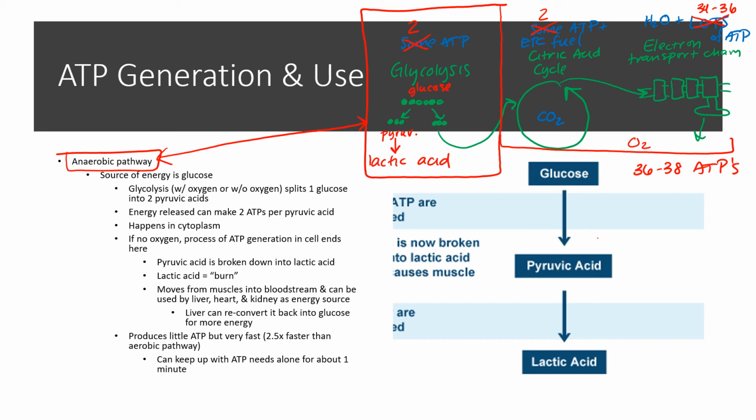Now, when I was taking A&P for the first time, they said that was why you had the muscle soreness, like, period. It was just all about the lactic acid. Turns out to be way more complicated than that, but it is a factor. It is still a factor.